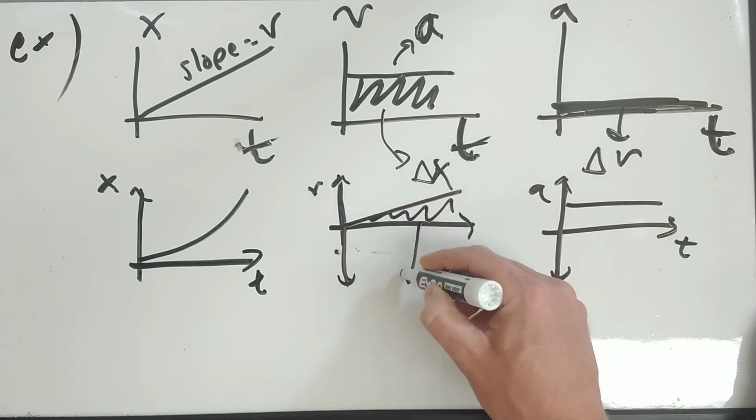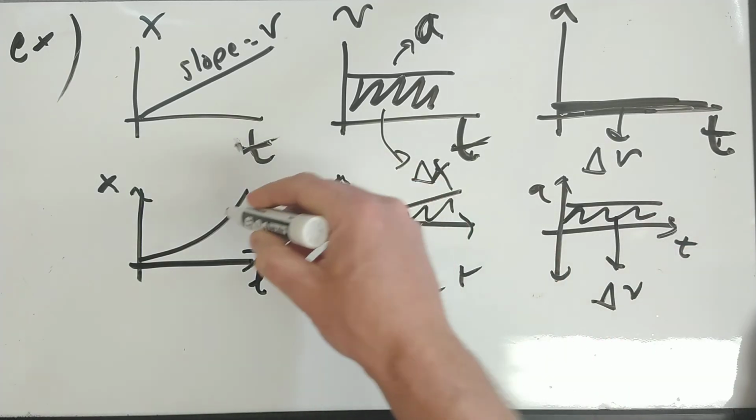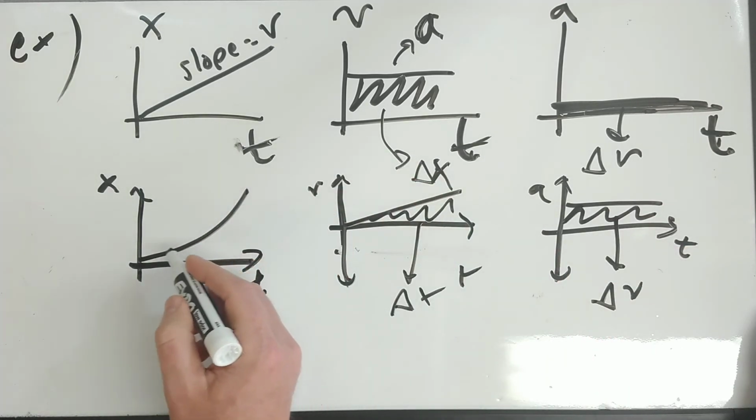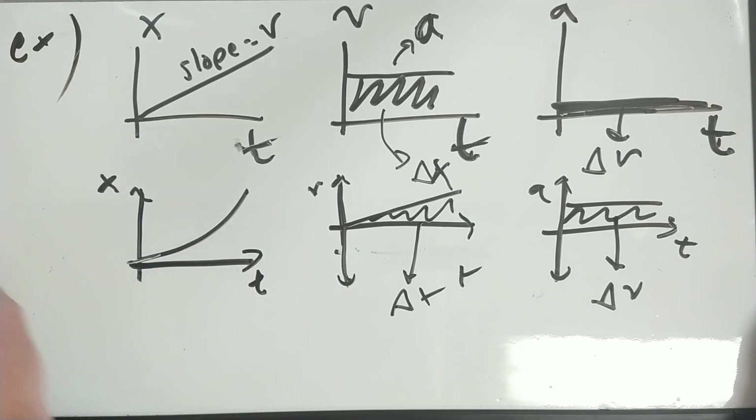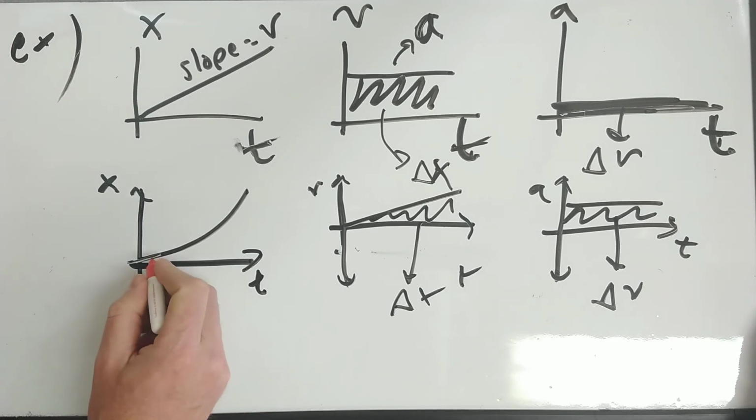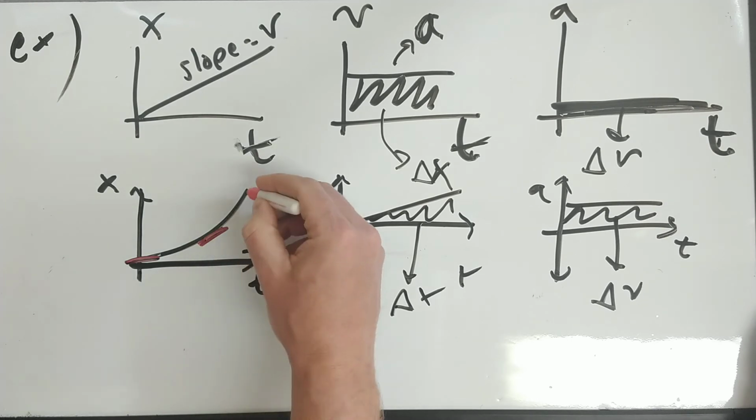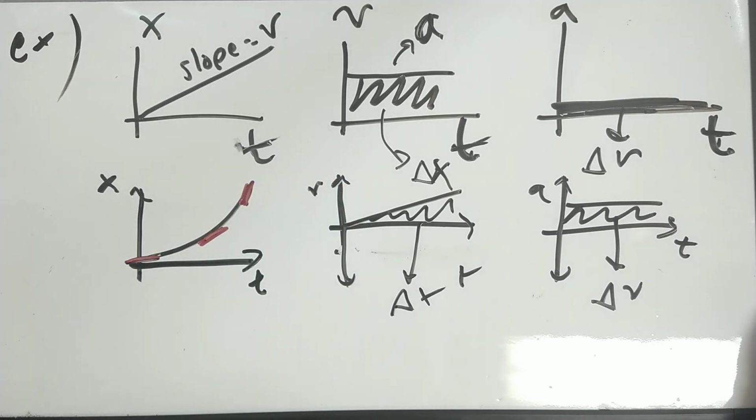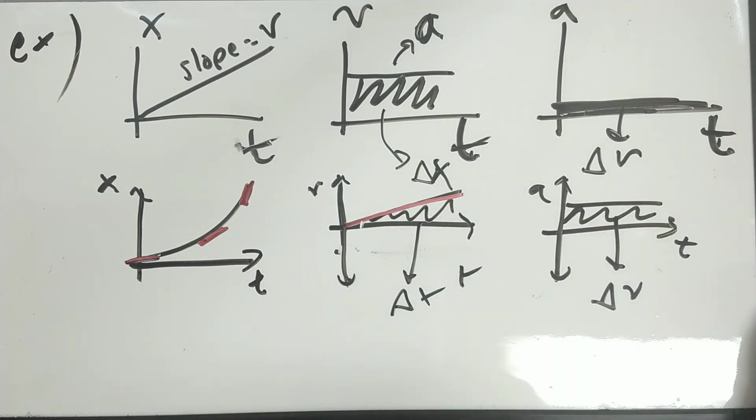Area under the curve is displacement. Area under this is change in velocity. The slope of this is velocity, so that's not a constant slope. You can really only look at the slope in little tangent lines. In the beginning we have a very low speed, in the middle it's faster, and at the end it's very fast. So the slope of this is changing. The slope of this one is not changing, so it's a constant acceleration. The slope of this is 0, so the acceleration is constant. That's pretty much it for this unit.